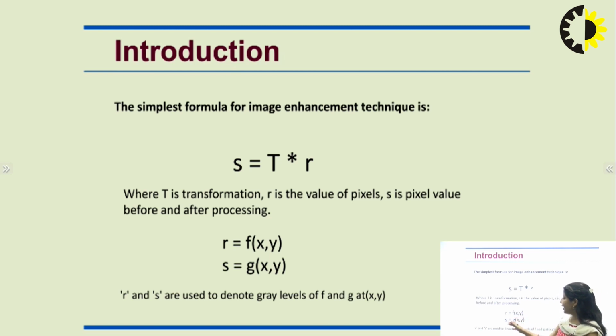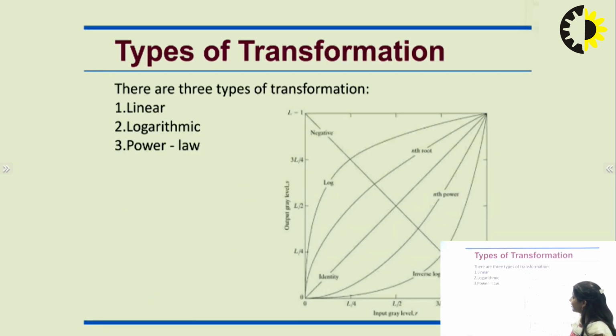There are two parameters, R and S. R and S are used to denote the gray levels of the images f and g, meaning we have a two-dimensional image. In f(x,y), x is the horizontal axis and y is the vertical axis, and we denote the intensity at (x,y). R is the original pixel and S is the transformed pixel. So the original image is f(x,y) and the transformed image is g(x,y). We can represent R with f(x,y) and S with g(x,y). This is the simplest formula.